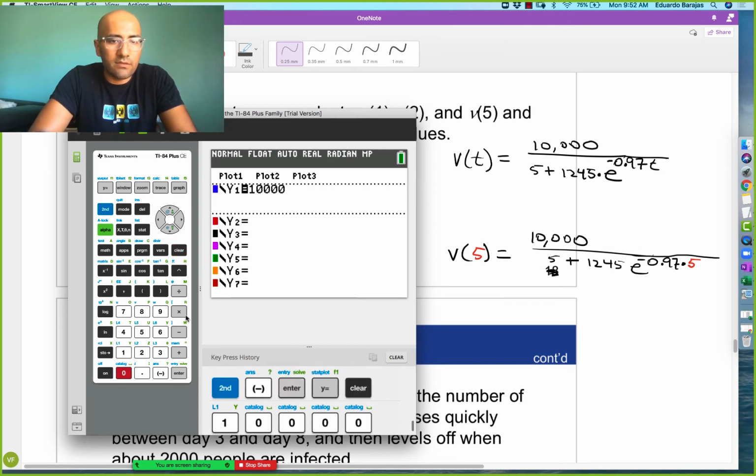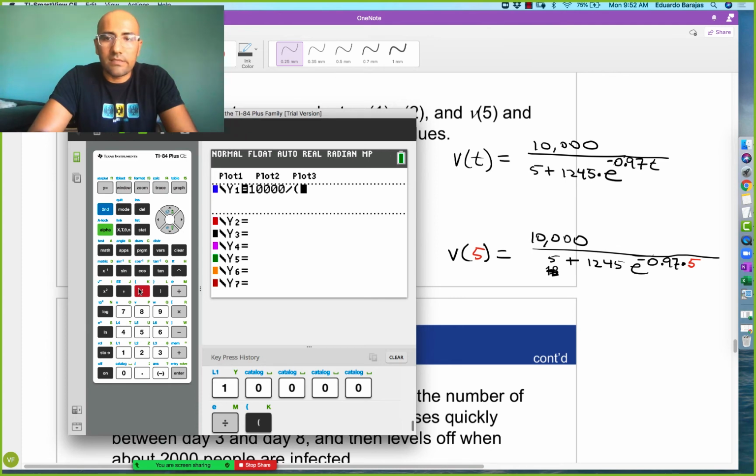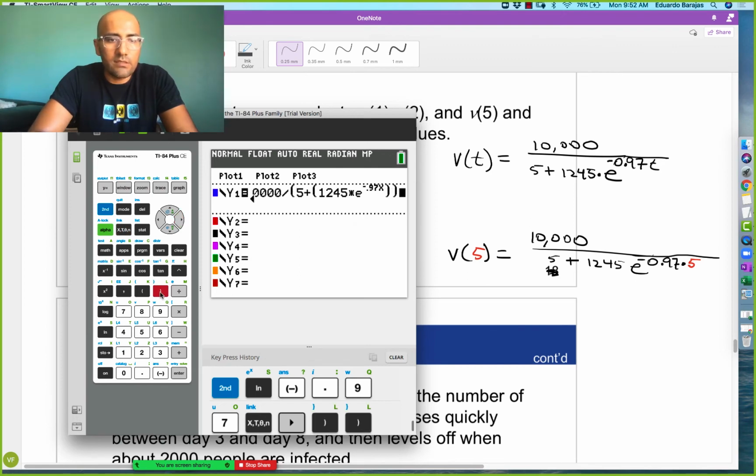So just make sure you type it in all and be careful with all the parentheses. So 10,000 divided by parentheses 5 plus parentheses, and then the 1245 times, and then it's e to the power of, and then negative 0.97x, and then close these parentheses and close the other parentheses, and that should do it. Okay, that's pretty ugly. And then you can hit graph.